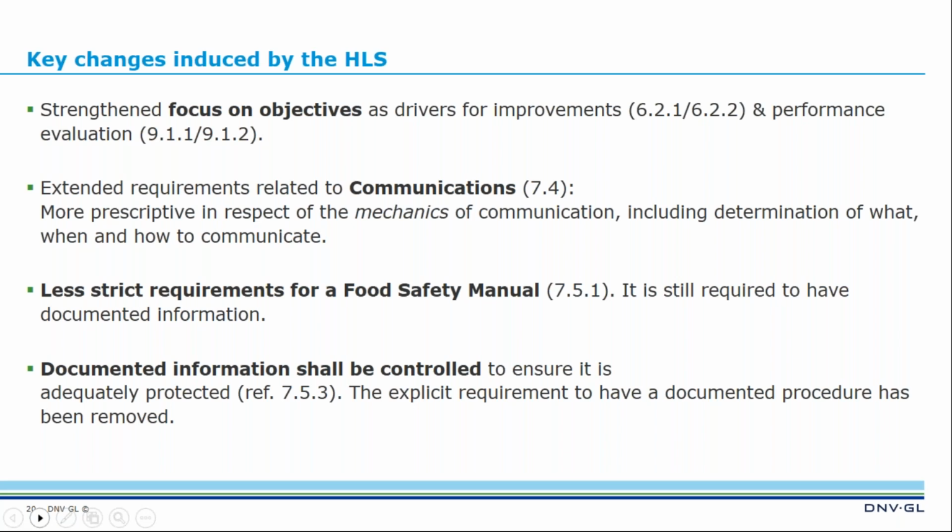And of course, in the new ISO 22000 standard version 2018, there are less strict requirements for a food safety manual, okay? But it still requires certain documentation, process, procedure or information, termed documented information, in clause 7.5.1. It is actually the same as the previous version 2005 standard, where the documented information shall be controlled. The explicit requirement to have a documented procedure has been removed. Now the standard only requires the documented information that is required by the organization in terms of the food supply chain, the position that they are in.